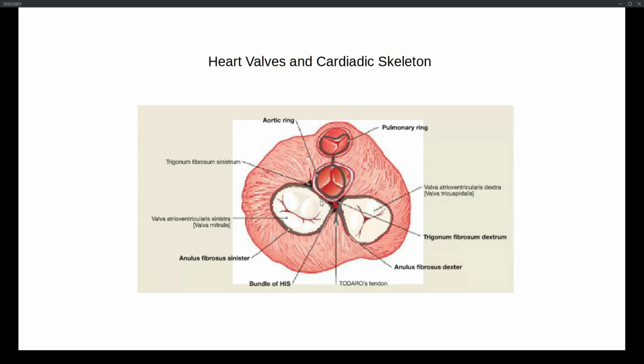Over here we have two of them, and here we have three. That's why it's called the valva tricuspidalis, with three, and mitralis basically refers to the two valves.